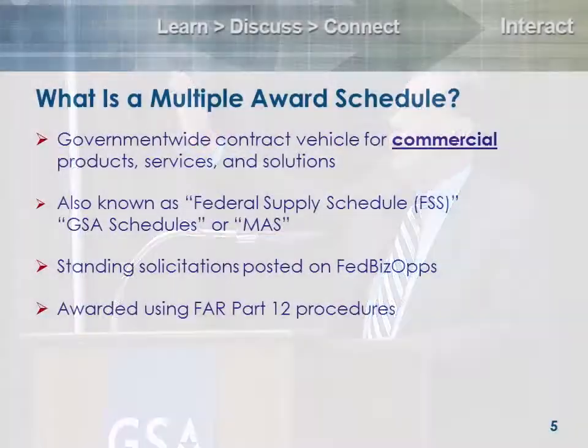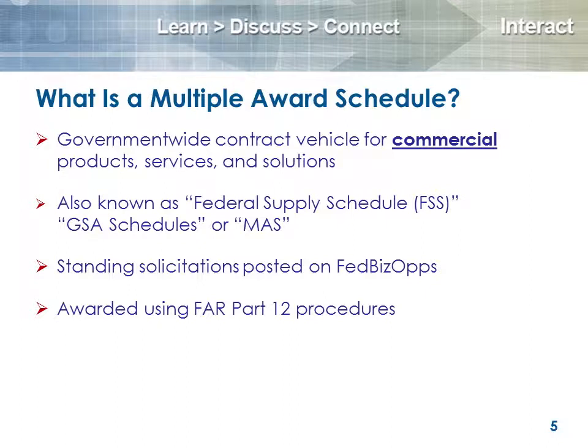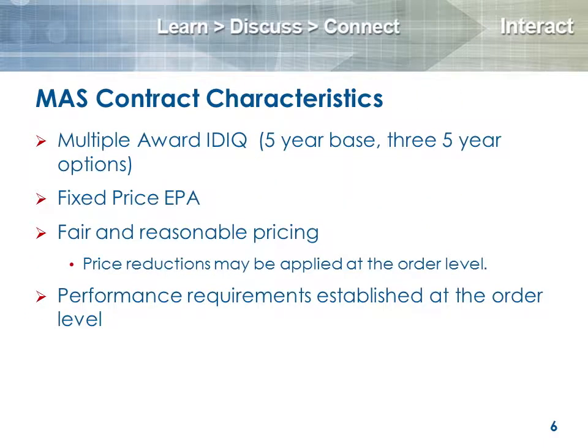And so when GSA at the contract level actually awards these vehicles, we physically award them using FAR Part 12. It's for commercial products and services. And so physically speaking, FAR Part 12 is for large dollar commercial buys. And so understanding the processes and the normal clauses and provisions, the terms and conditions that are going to be within a FAR Part 12 solicitation is helpful for you.